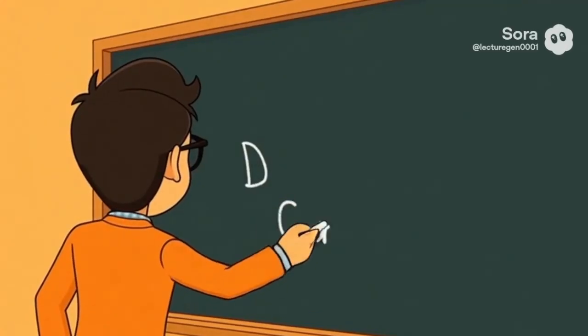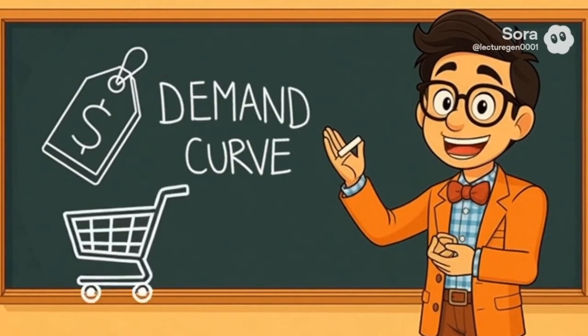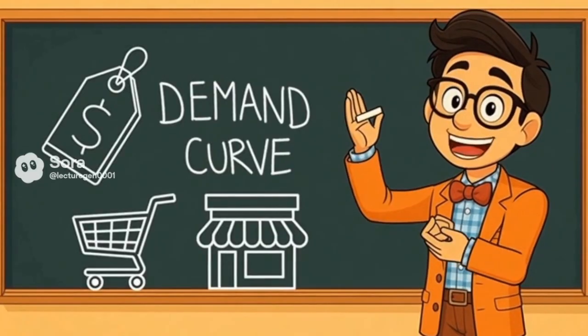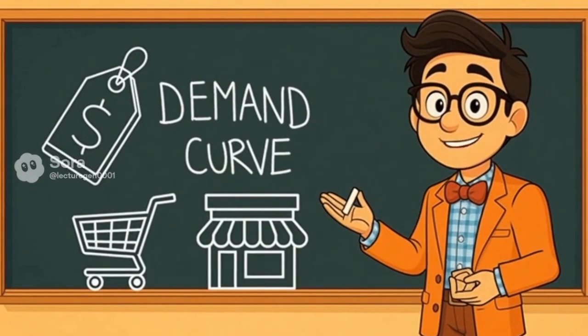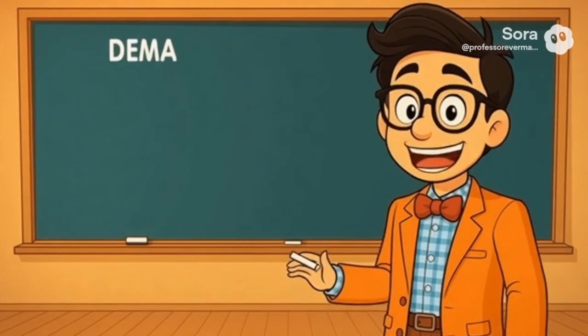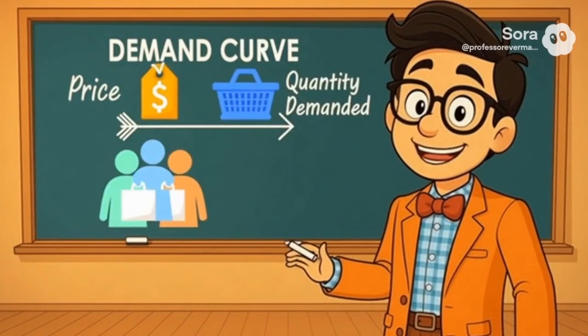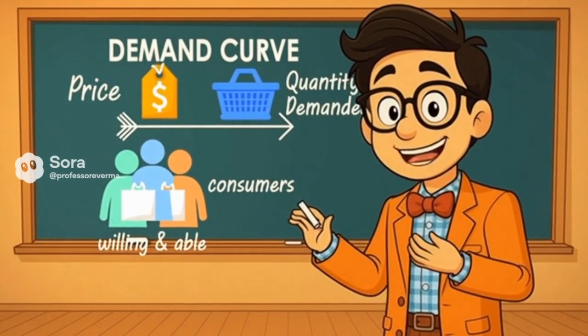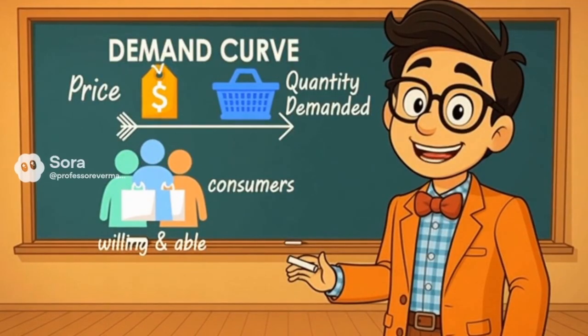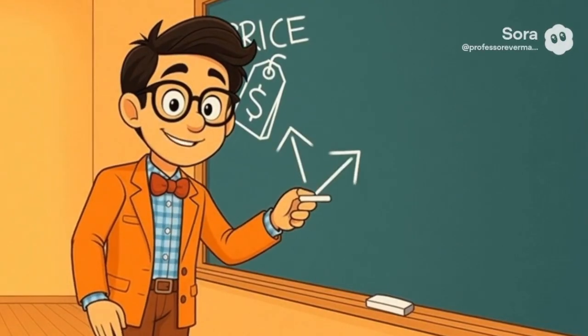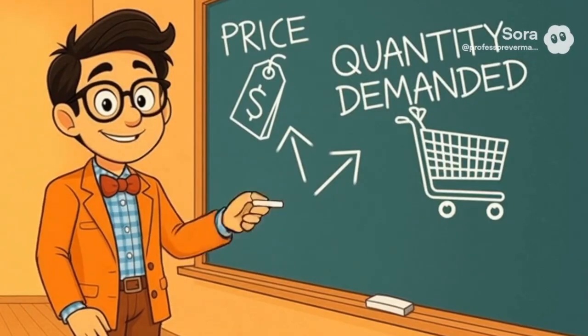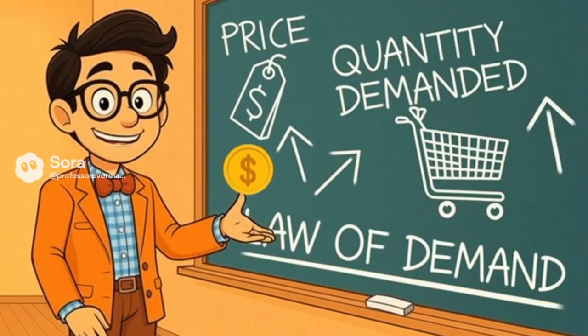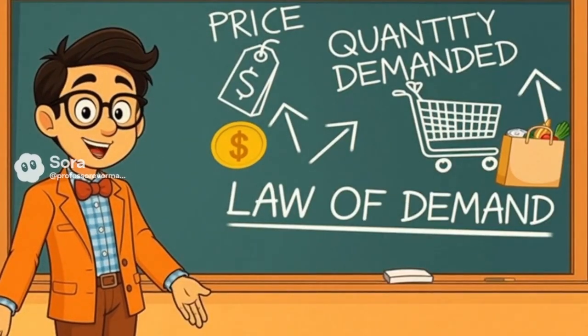Welcome, everyone. Today we're diving into one of the most fundamental concepts in microeconomics, the demand curve, and how it helps us understand consumer behavior in markets. The demand curve shows the relationship between the price of a good and the quantity demanded. That's how much consumers are willing and able to buy at each price. As price falls, the quantity demanded usually rises. That's called the law of demand. When something gets cheaper, people tend to buy more of it.